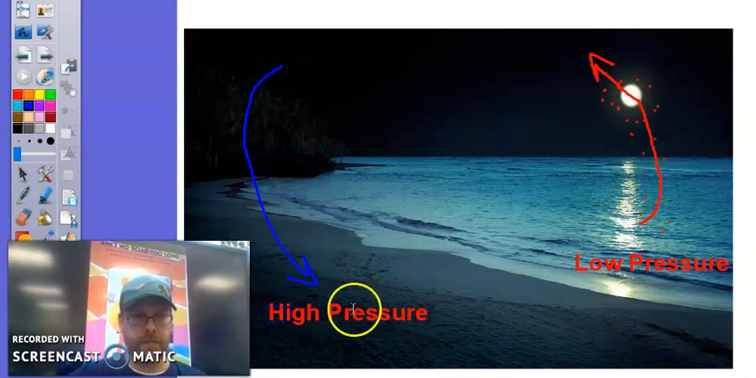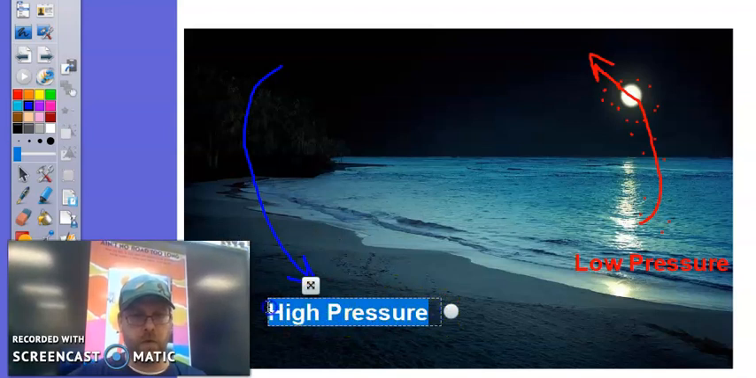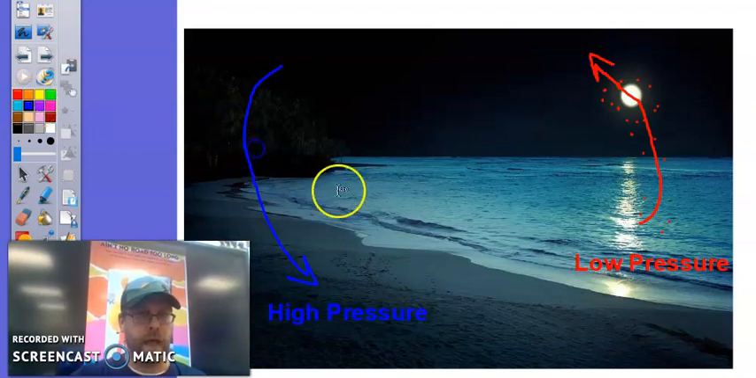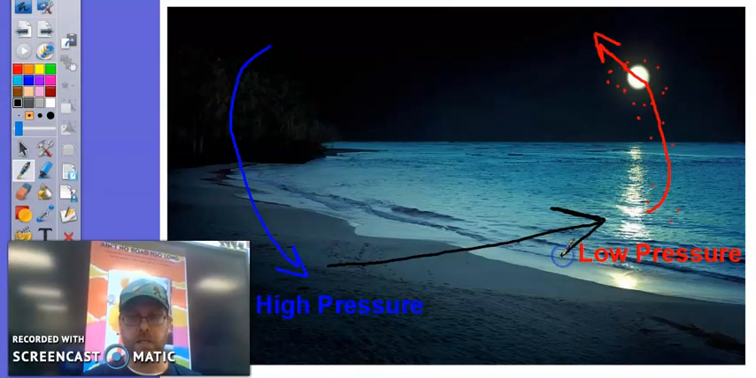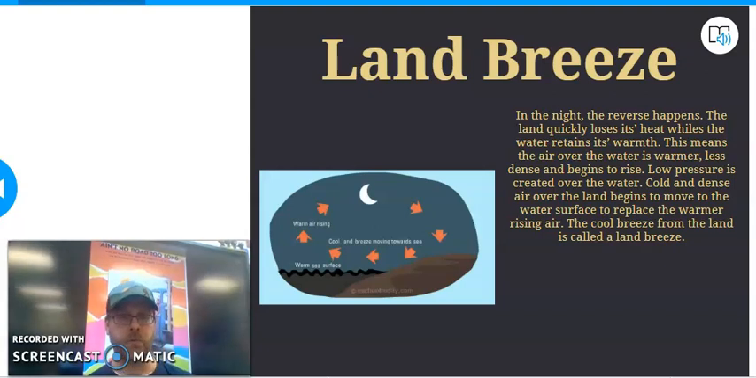Boy, this thing is not liking, but it's all right. We'll go back, change that to blue, boom. Now, as we've mentioned, wind moves from areas of high pressure to low pressure. So now it's blowing from the land to the sea. And that's how we have our land breeze, which is what we just covered on the last slide. We have a land breeze.